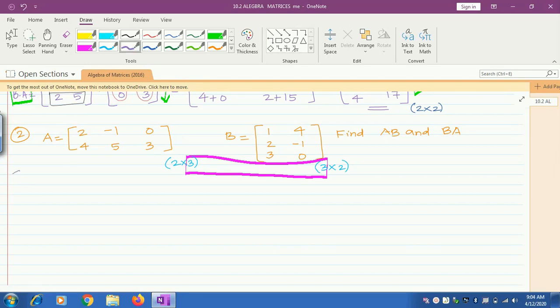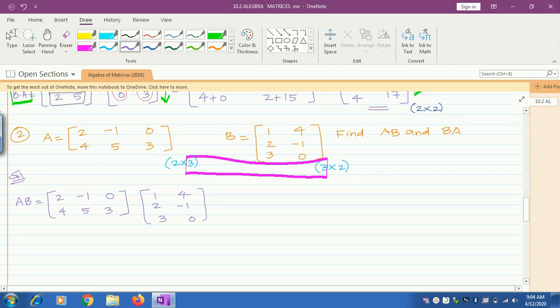So first A dot B, this is equal to A: minus 2 minus 1 0 4 5 3, and the B matrix 1 4 2 minus 1 3 0. So this is the B matrix. Now if you multiply, what will we get? So take the first row and multiply with column.